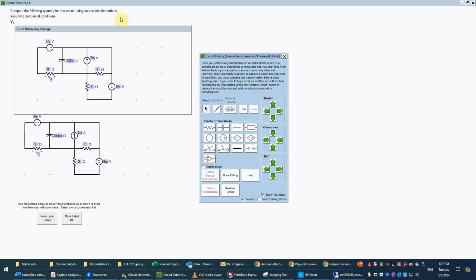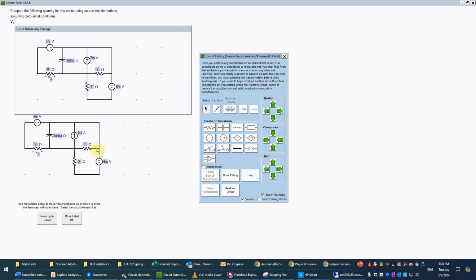And so now we're in the circuit editor in the Laplace domain. Notice that we have the previous circuit here always for reference, so that'll be a useful thing when we're doing source conversions. And usually it'll also bring up some help items telling us about how we need to right-click on elements to do various things, and also we can use these shift or compress or stretch buttons if we need to make more room, for example, to do the operations we need.